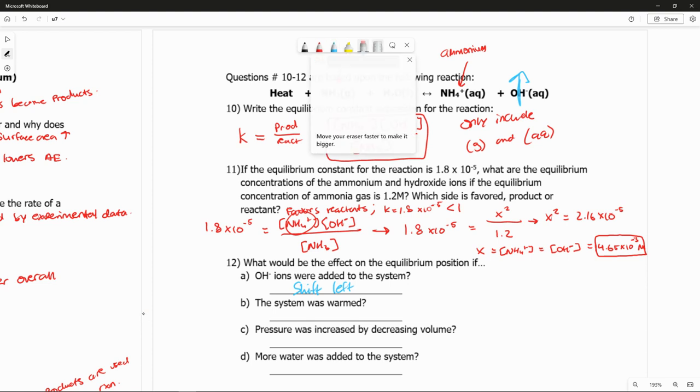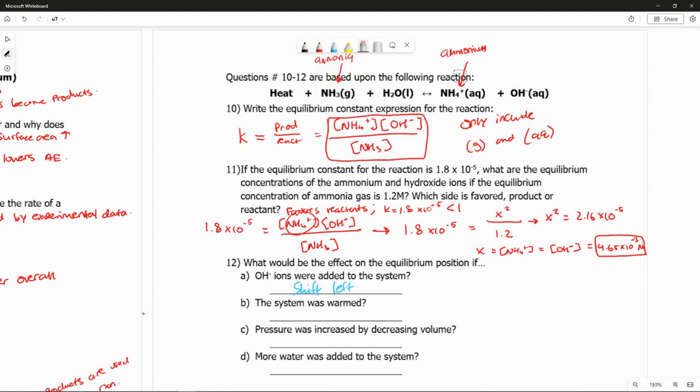If the system was warmed, that means the concentration of heat will increase. When we increase, we shift away. Heat is on the left-hand side, the reactant side. So we move to the right-hand side. We shift right.